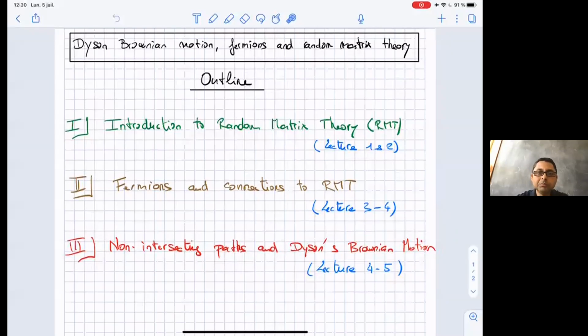It's a great pleasure to have Gregory Schehr. He's a leading expert in diverse fields, starting from general stochastic processes, extreme value statistics, random matrix theory, and all related topics. Today, this week, he's going to give a set of lectures on Dyson Brownian motion, fermions, and random matrix theory. Yeah, please, Gregory.